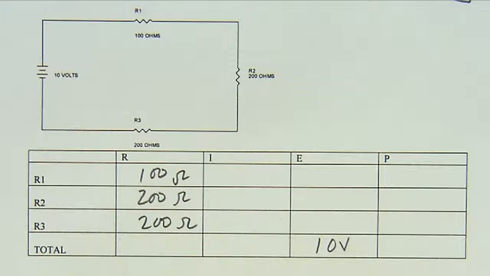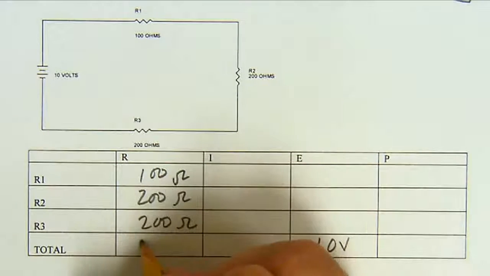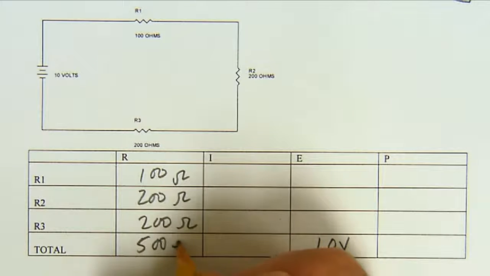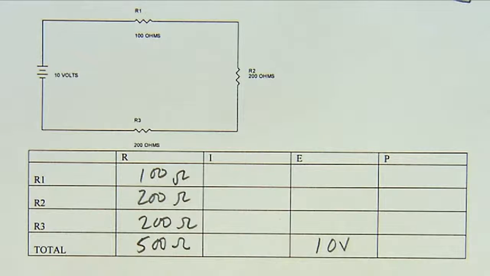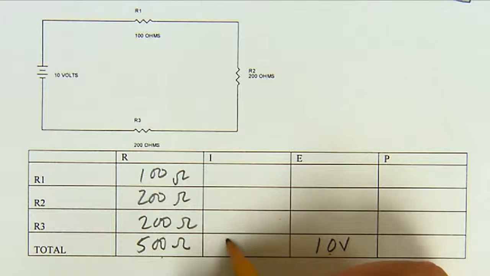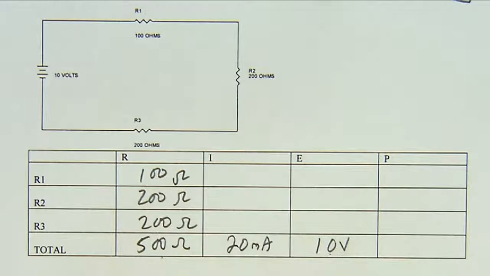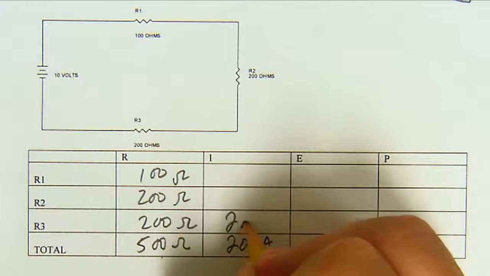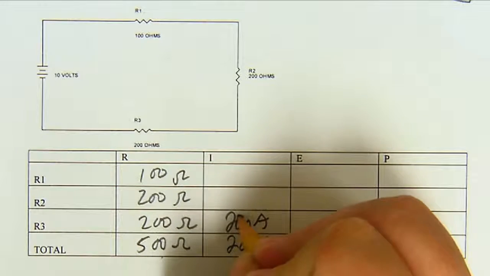So what do we get for a total resistance? 500. I guess I could have done that one in my head. I didn't hear any calculators clicking on this one. 10 volts divided by 500 ohms. 20 milliamps. And you'll hear me say this a million times. What do we know about current in a series circuit? It's the same everywhere. So I fill in my chart here.